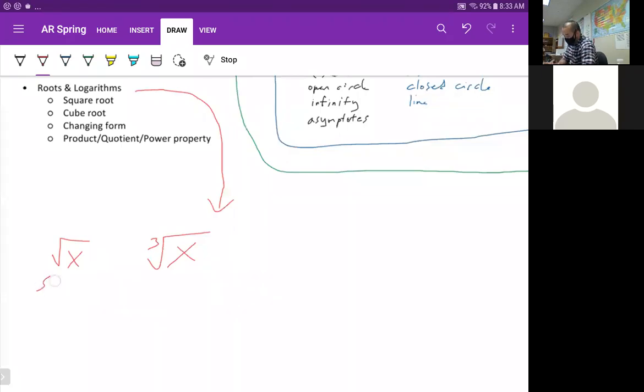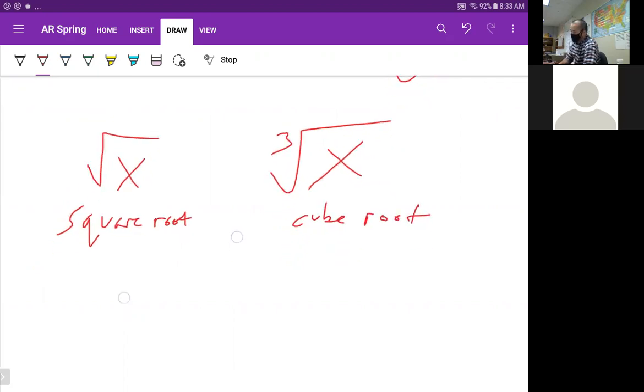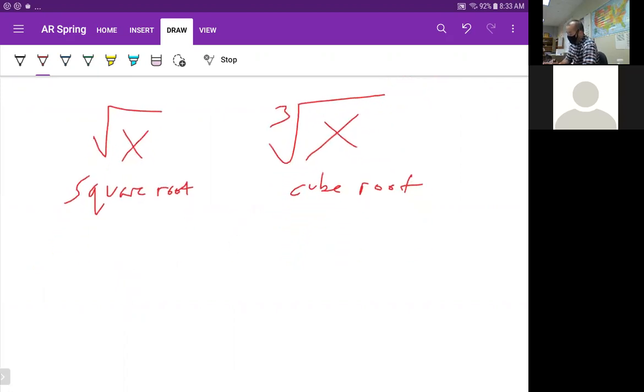This is the square root. This is the cube root. The opposite of square rooting, if you do this squared, it just becomes x. So over here, if you do cube root of x cubed, it'll just become x.